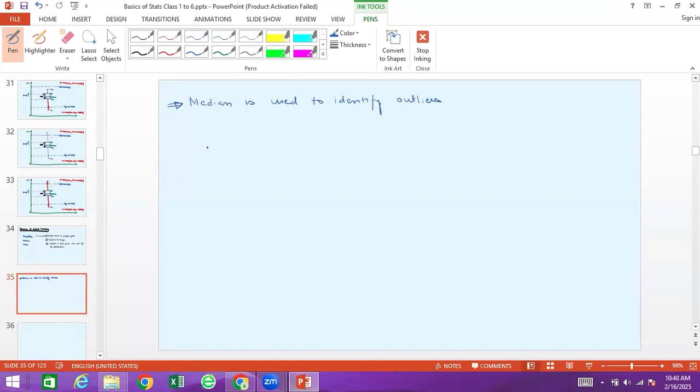Okay, let me put it the other way around. If your mean is way lesser, a little bit variation will always be there. If your mean is very less as compared to median, it means that there are small outliers in the data.